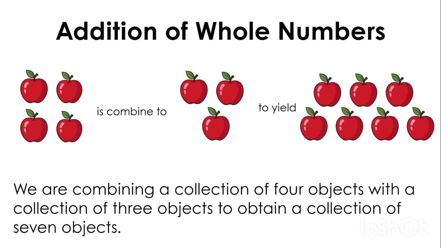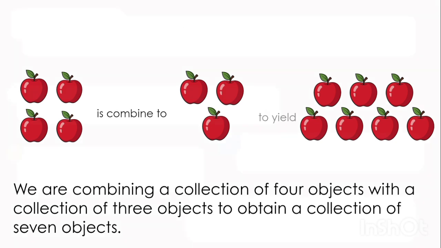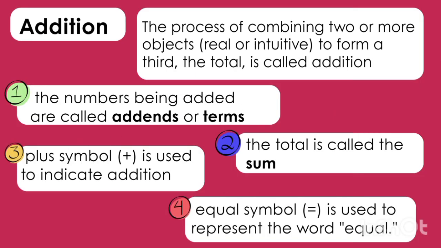Okay, now, addition of whole numbers. We are combining a collection of 4 objects with a collection of 3 objects to obtain a collection of 7 objects. We will not delve deeper into that because we already know how to add whole numbers. And whole numbers again are 0, 1 up to 9 and so on.